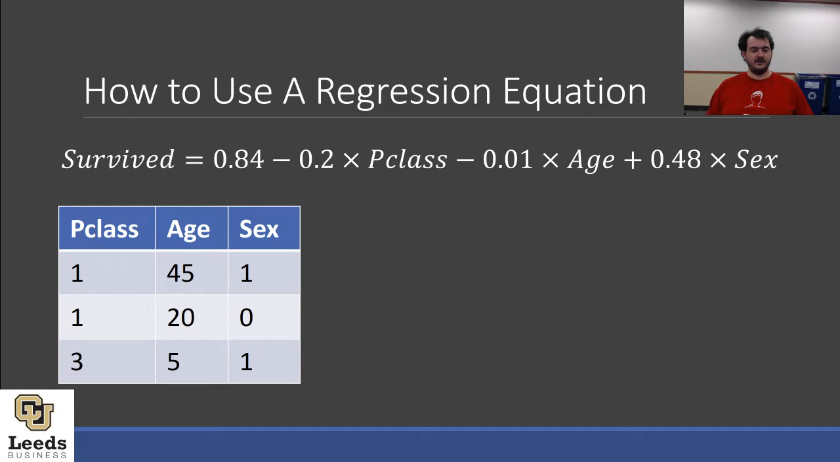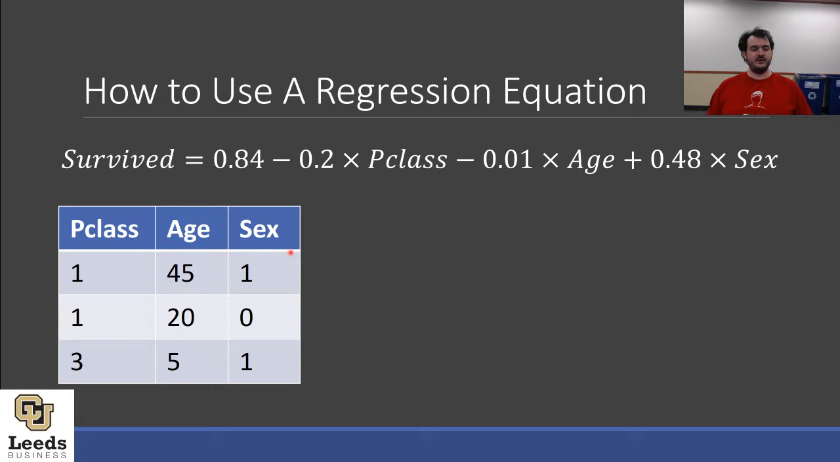So our intercept is 0.84. We are multiplying p class by negative 0.2. We are multiplying age by negative 0.01. And we are multiplying sex by 0.48. We're using that in order to predict whether someone survived or not.